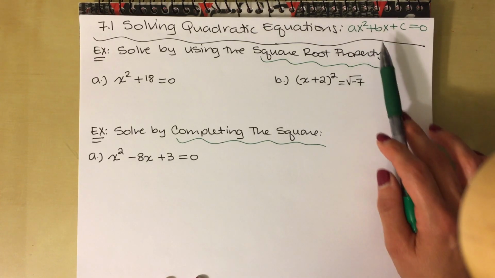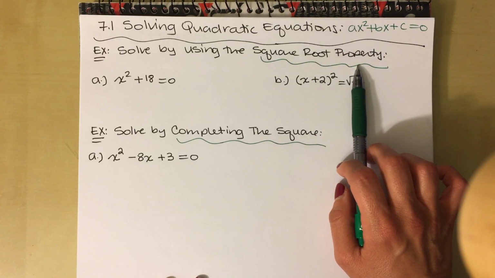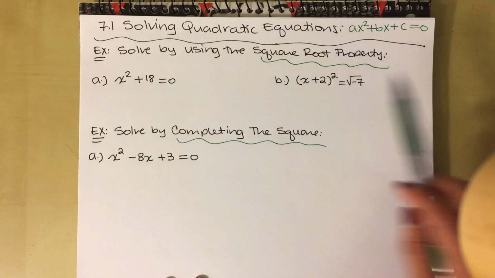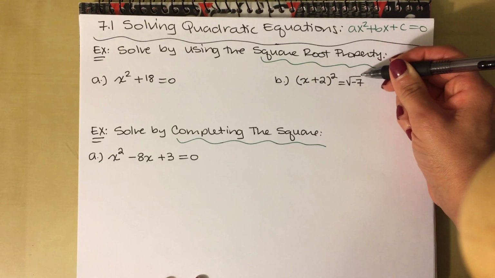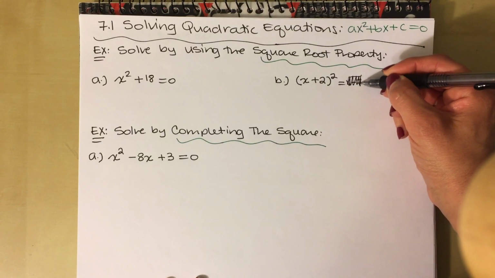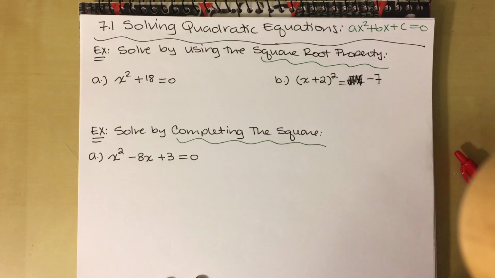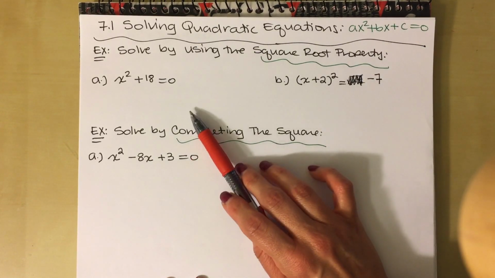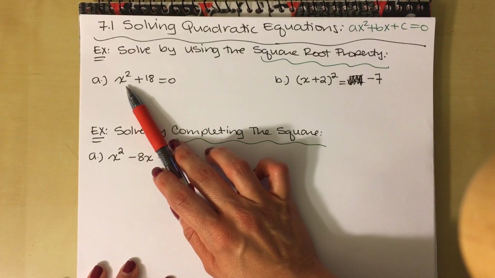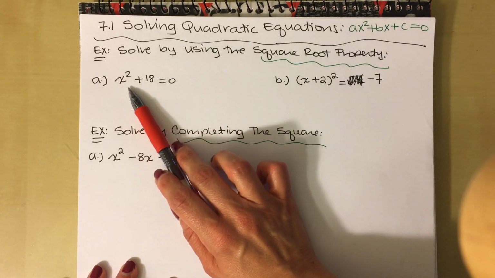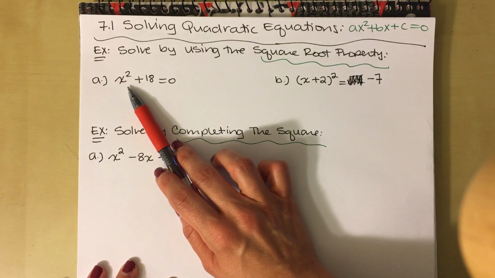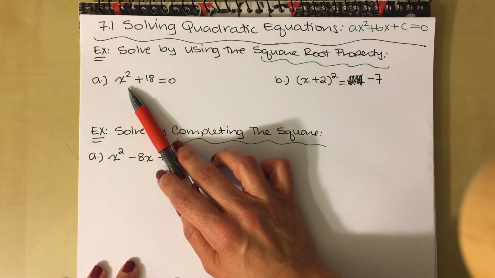One of those methods is to use the square root property. The square root property is actually used when we have just x squared and no x. Because if you only have x squared, you can isolate the variable on one side, and then we can take the square root of both sides, and then we can solve.